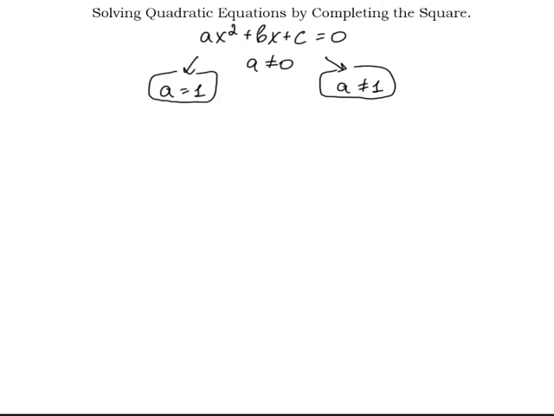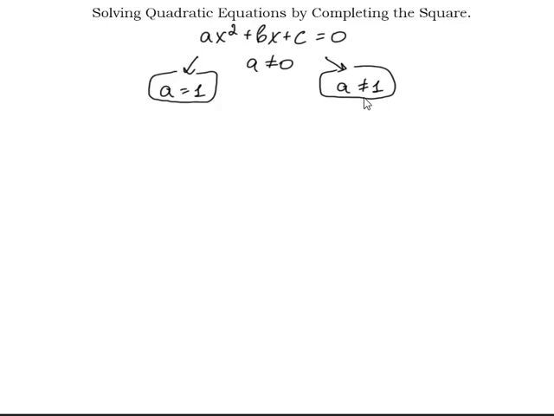In this segment, I'll continue talking about solving quadratic equations by completing the square. In the previous segment, I explained how to do so with leading coefficient equals 1. In this segment, I will go over an example where the leading coefficient is not 1.